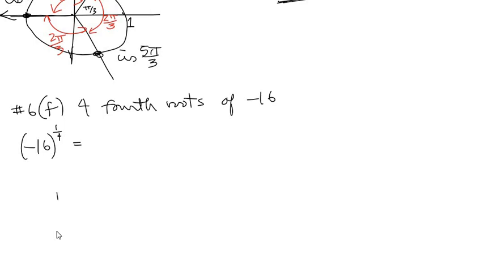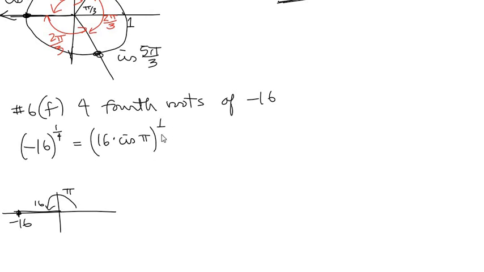Let's rewrite -16 in modulus argument form. Well, -16 sits over here 16 units away from the origin along the terminal side of pi. So that is 16 times, didn't mean to say the cosine, that is 16 cis pi. And we're raising that to the 1/4 power. All right, so what does de Moivre say to do? Take the modulus and raise it to the power. Take the argument and multiply it by the power. So pi times the 4th is pi over 4.